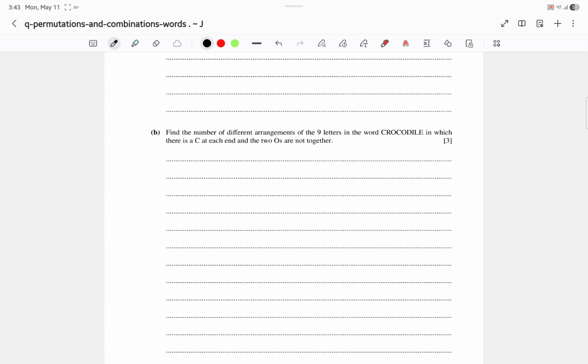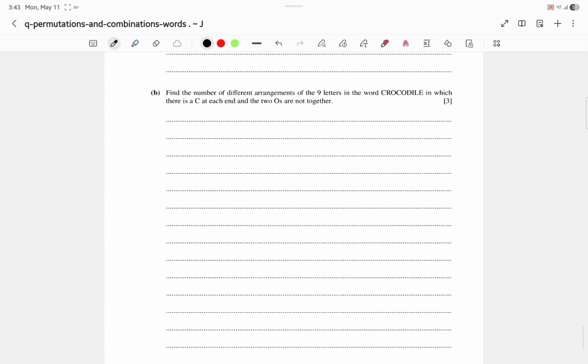Now moving on, part B is: find the number of different arrangements of the 9 letters in the word crocodile in which there is a C at each end and the 2 O's are not together. So let's first write 9 positions. There is a C at each end, so here's a C and there's a C. First I'm going to find the number of arrangements in which the 2 O's are together, and then I'm going to subtract it from the total. And the total is basically this: you first arrange the 2 C's at the ends, and then you find the arrangements. That's the total.